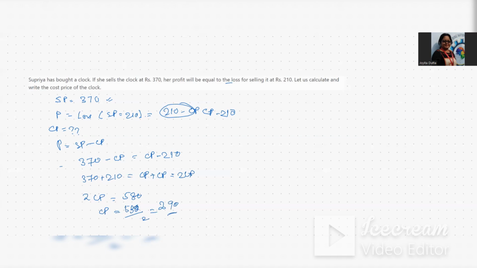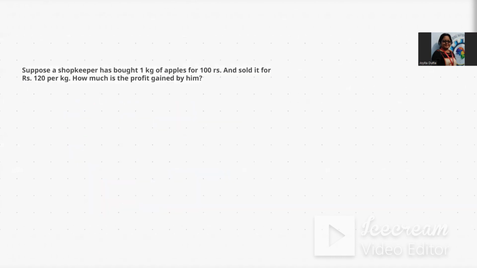Moving to next question. Suppose a shopkeeper has bought 1 kg of apples for rupees 100. So cost price is 100. And sold for rupees, selling price is 120. How much is the profit gain? So gain is equal to 120 minus 100, 20.